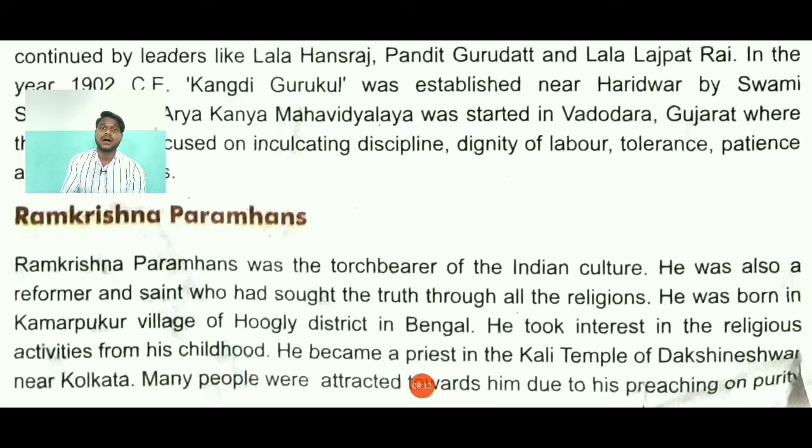Now he was born in Kamarpukur village in the Hooghly district in Bengal, the same place where our other leaders belonged. He took keen interest in religious activities from his childhood, and he was also a pujari, or you can say preacher, a person who worshipped in the Kali temple in Dakshineshwar, that is in Kolkata. Many people were also attracted towards him.